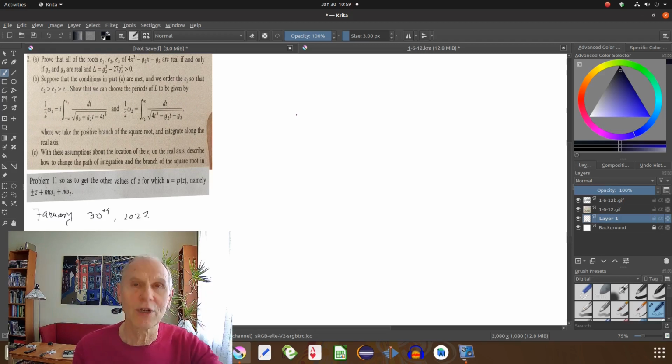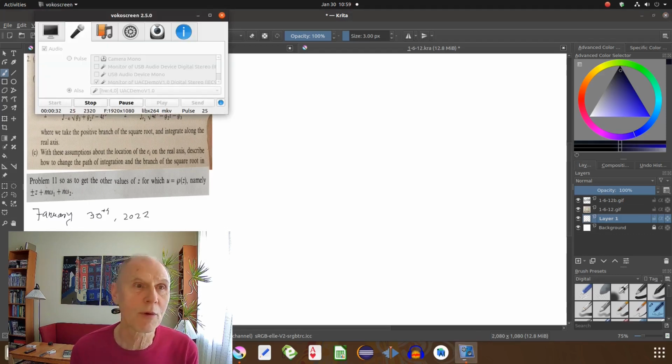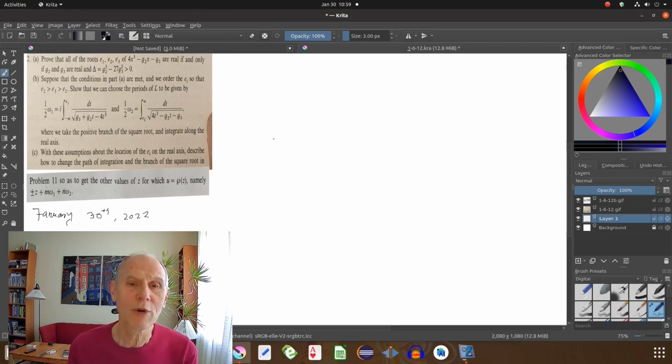Now, I have some new hardware. OBS was not at all satisfactory. The sound was bad and the video was hopeless. So, in the end, I started a new software, and as you probably saw in the beginning, it's called VocoScreen, and it's just an interface to the Linux MPEG system, FFmpeg. So it seems to work quite efficiently, so I hope the quality will improve significantly.